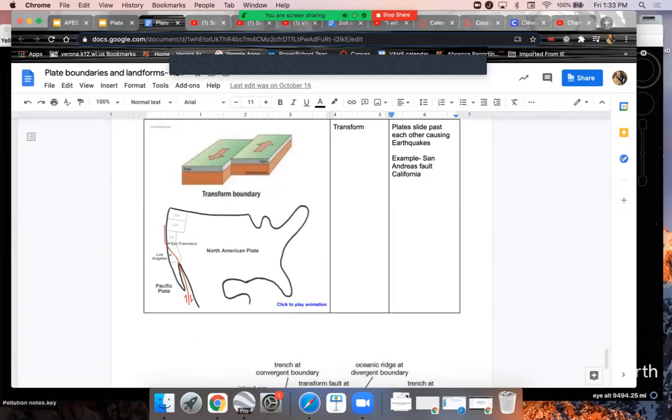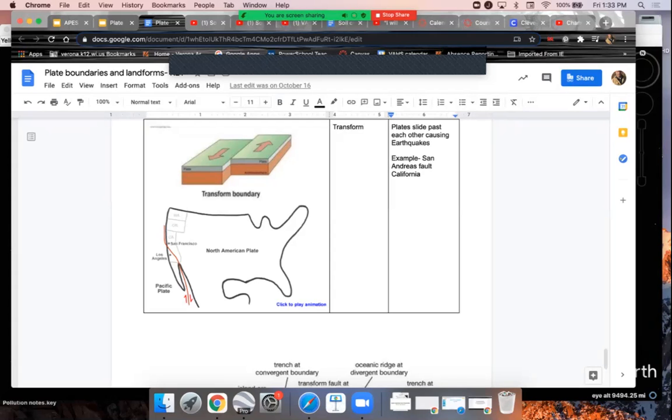And when you consider San Francisco and Los Angeles, they're located on two different plates. And those plates are slowly moving toward each other. So someday in the future, San Francisco and Los Angeles will be suburbs. It's true. The most common landform or event associated with transform faults are earthquakes.